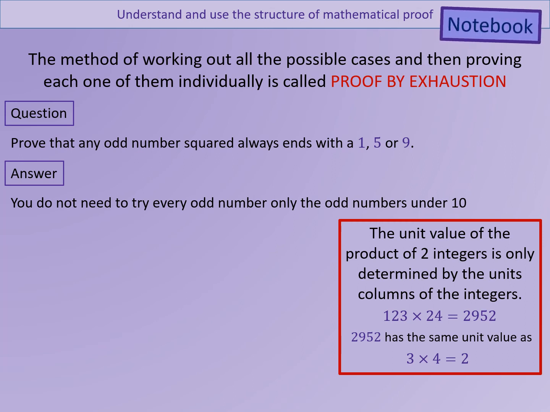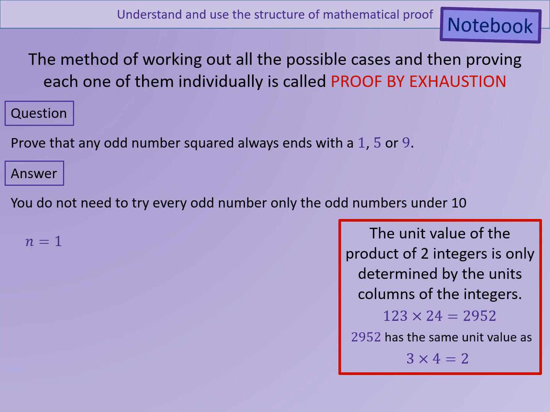Because then as soon as I move on to look at 11, it's going to behave in the same way as the number 1 did. When I look at 13, it's going to behave in the same way as 3 did. If I look at 47 squared, that's going to behave in the same way as 7 did. Okay, so I only have to look at 5 numbers to prove that it works for all odd numbers. So I do have to look at those 5.